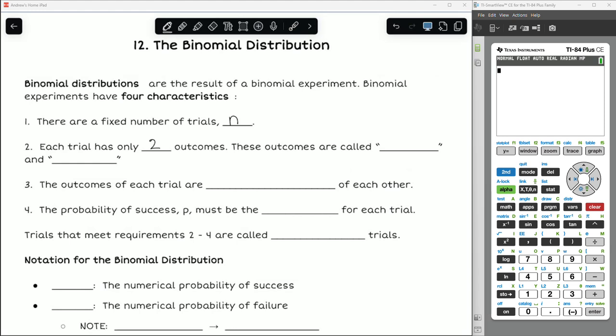These outcomes are called success, as in the outcome of interest, and failure, which is the outcome we are not interested in. There is no value judgment here, right?